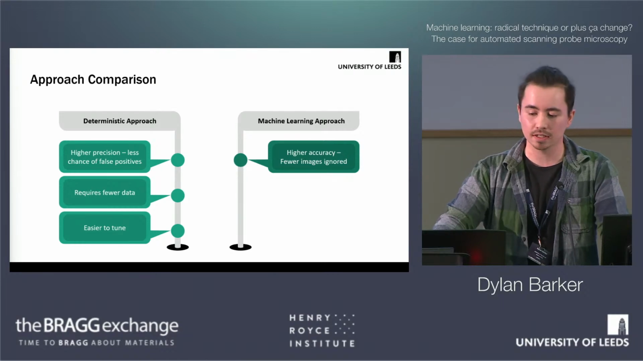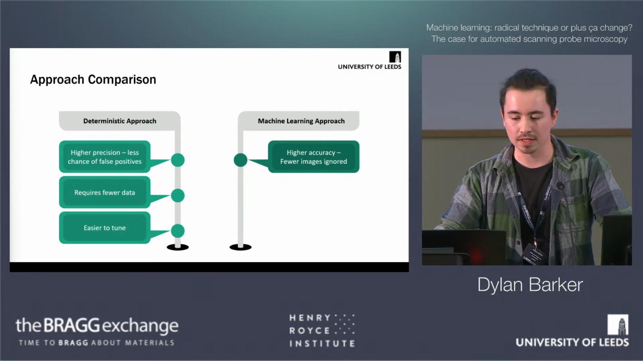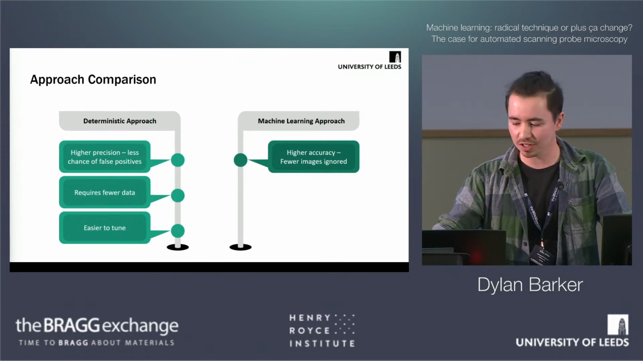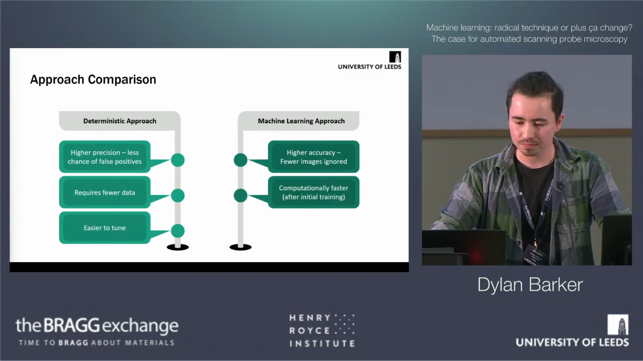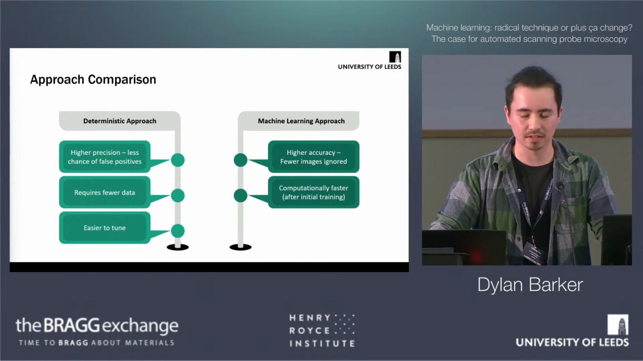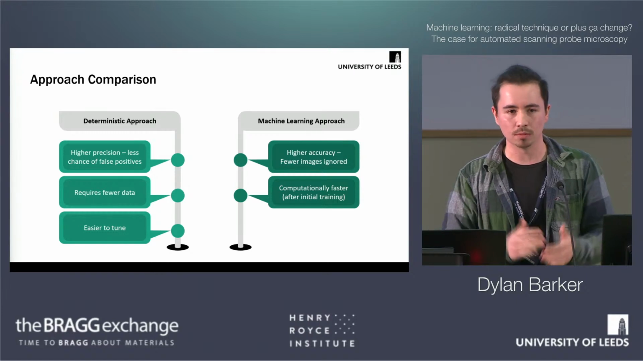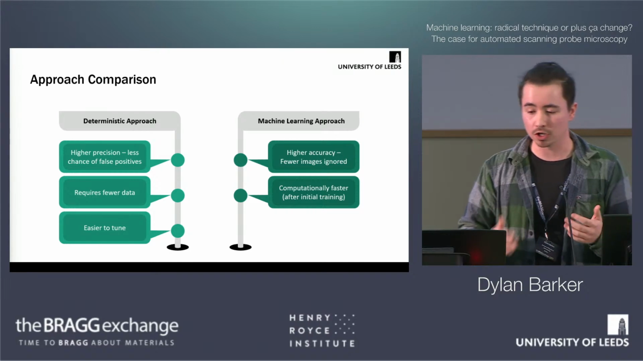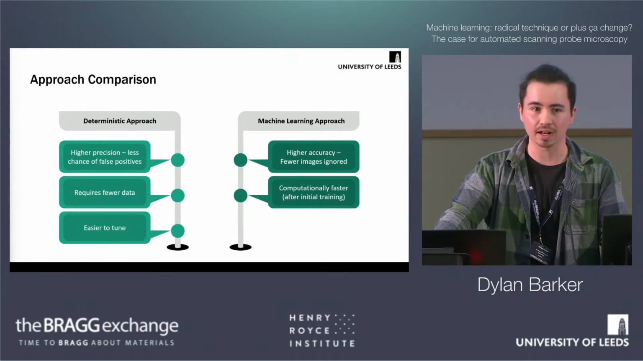On the machine learning side, as I say, you get higher accuracy, which means that fewer of these images are ignored, but it does mean it's less precise as well. And it's slightly faster computationally. So as I said, when you're training your model, the final output is just a simple function, so it's very quick actually making a classification.